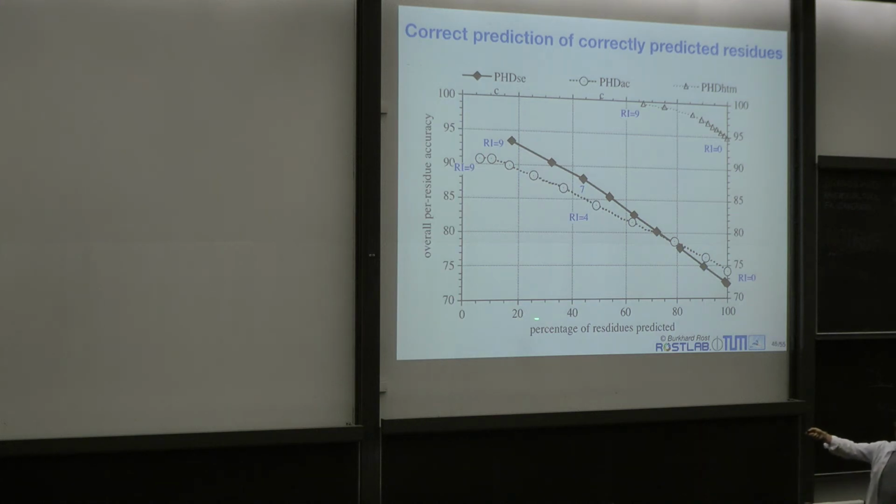This axis here shows the percentage of residues for which I make a prediction. If I allow myself to choose the ones where the difference has a certain minimal value, then I no longer make a prediction for all the residues. I just look at the ones for which the difference is above some threshold. And the higher the threshold I want this to be above, the fewer the residues I'm going to predict for.